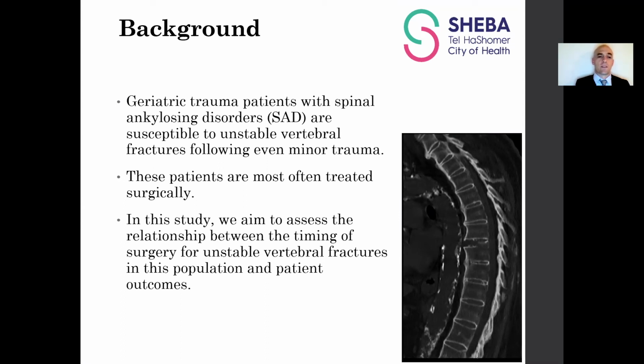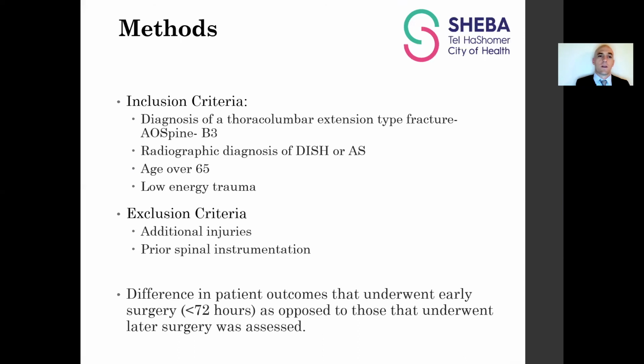In this study, we aim to assess the relationship between the timing of surgery for unstable vertebral fractures in this population and patient outcomes. As to the methods of our study, our inclusion criteria were a diagnosis of a thoracolumbar extension type fracture, radiographic diagnosis of DISH or ankylosing spondylitis, age over 65, and low energy trauma. Our exclusion criteria were any additional injuries and prior spinal instrumentation.